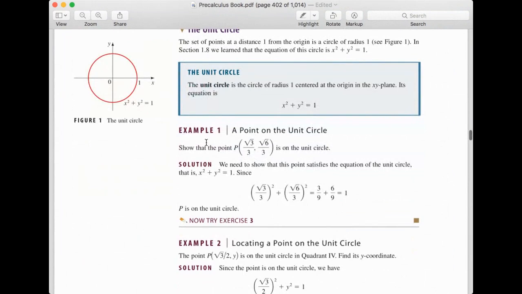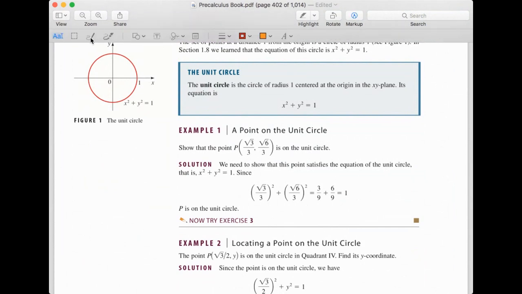So let's see example 1. A point on the unit circle. Show that the point root 3 over 3, comma, root 6 over 3 is on the unit circle. Well, let's just plug in. So x equals root 3 over 3. That's our x value. And that's our y value. We just plug in to see if x squared plus y squared equals 1.